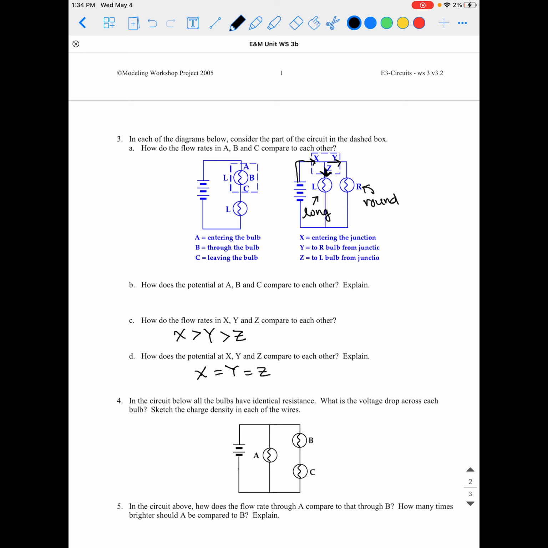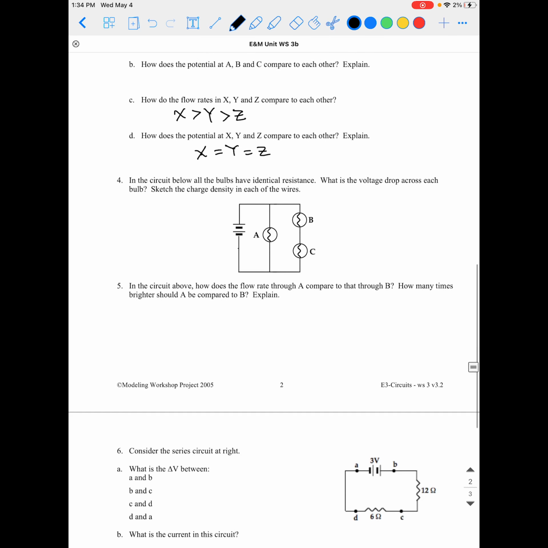In the circuit below, all the bulbs have identical resistance. What is the voltage drop across each bulb? And sketch the charge density in each of the wires. So here we've got two batteries here of 1.5, so that's 3 volts. The voltage drop across each bulb is going to be, well, A is going to have the full 3-volt drop.